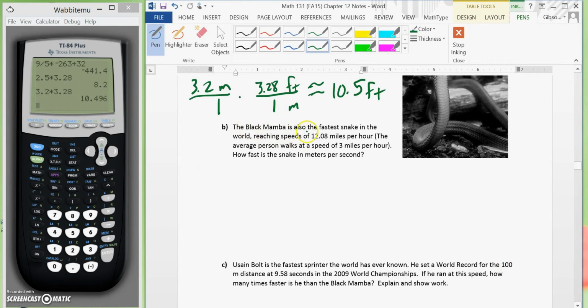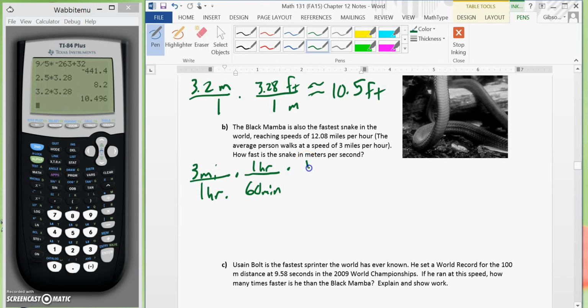Okay, now B. The black mamba is also the fastest snake in the world, reaching speeds of 12.08 miles per hour. The average person walks at a speed of 3 miles per hour. How fast is the snake in meters per second? Okay, so we'll take 3 miles every 1 hour. Now, we want to change miles to meters and hours to seconds. So first, let's deal with the hours. So now we know for 1 hour, 60 minutes.